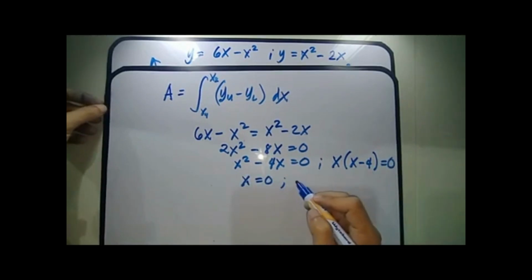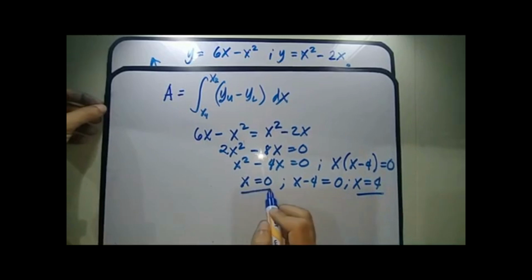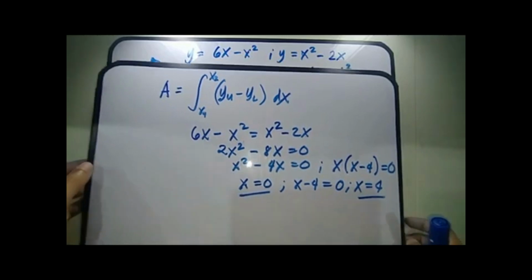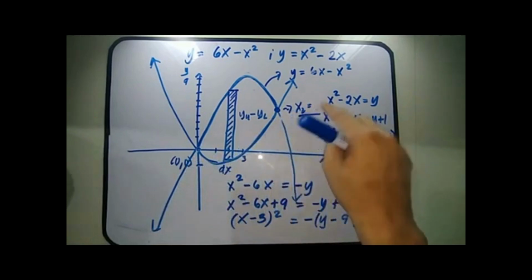We have here x is 0. So x minus 4 equals 0. Therefore, x is equal to 4. So 4 is the other intersection. So x sub 2 is equal to 4. X sub 1 is 0.